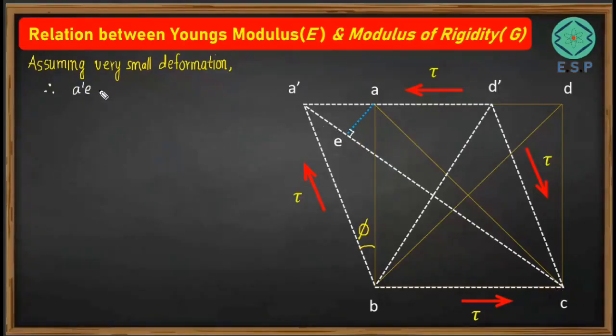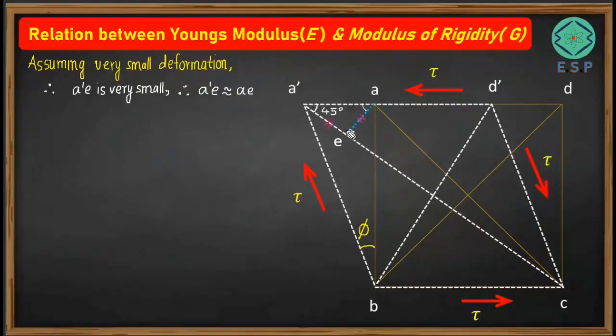So AA dash is also very small. Since AA dash is very small, we got A dash E is very small, friends. Since A dash E is very small, we can also write down that A dash E is approximately equal to AE. Okay. So that is also a very important outcome. This is only valid in case of small deformation. So I can say that A dash E is approximately equal to AE. When A dash E is approximately equal to AE for a small deformation, we can also conclude that this angle and this angle are 45 degrees each. Okay. This is also going to be 45 degree and this is also going to be 45 degree.